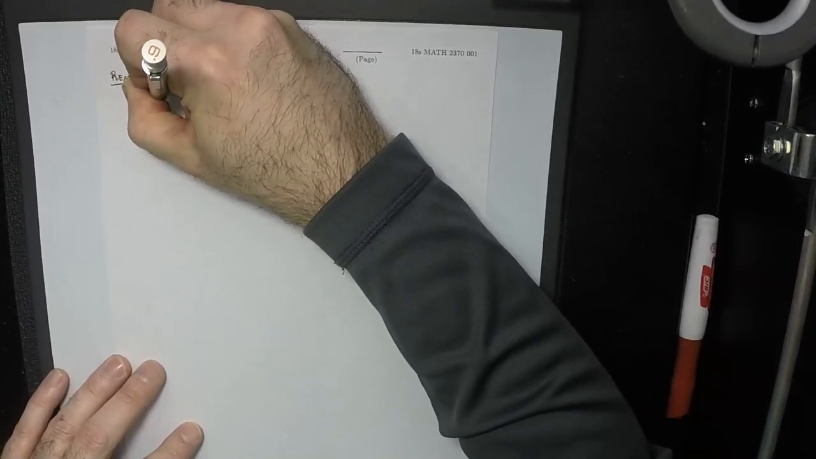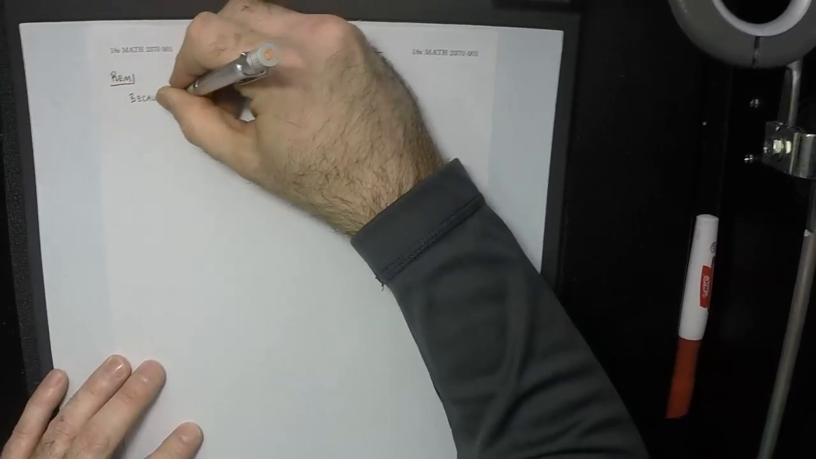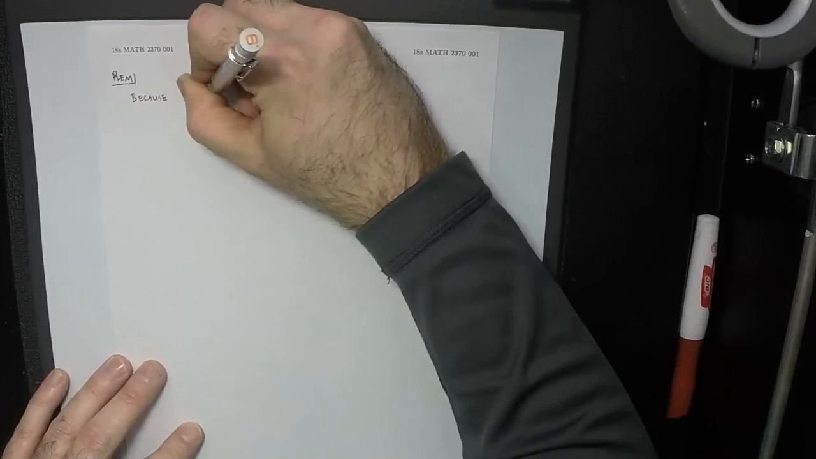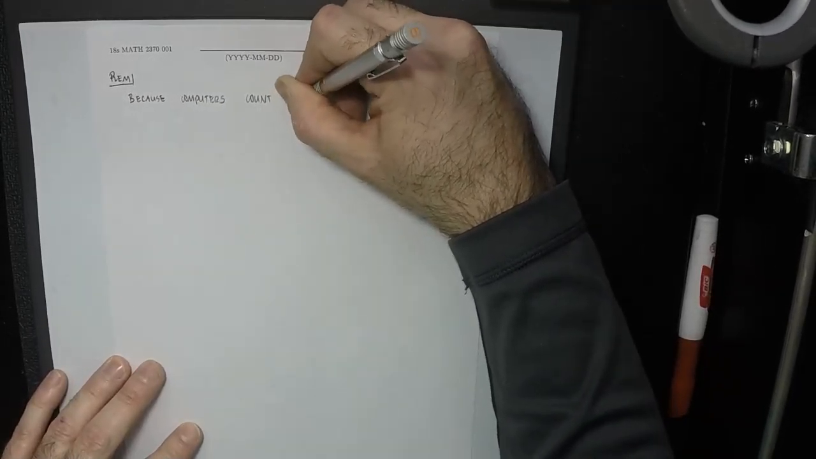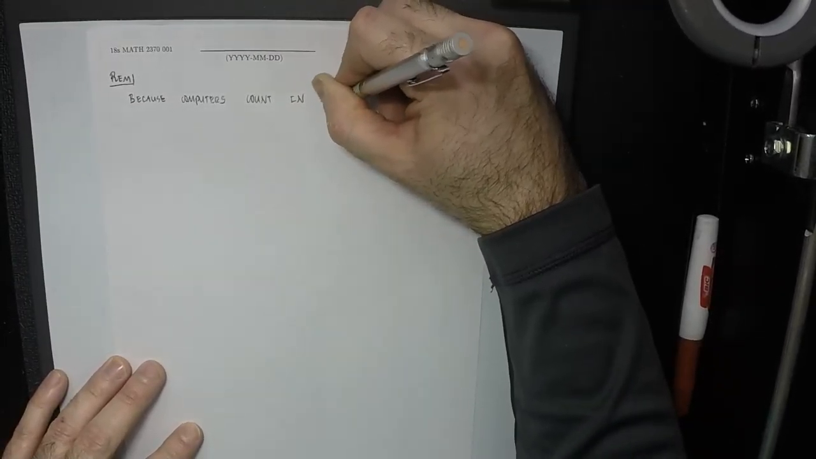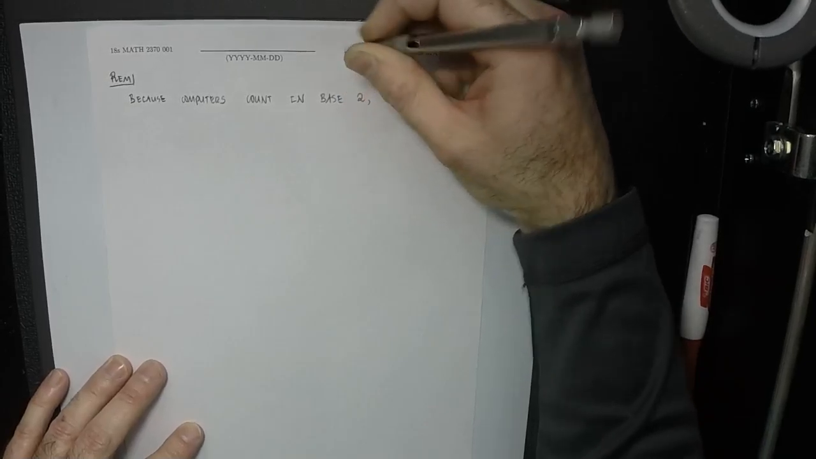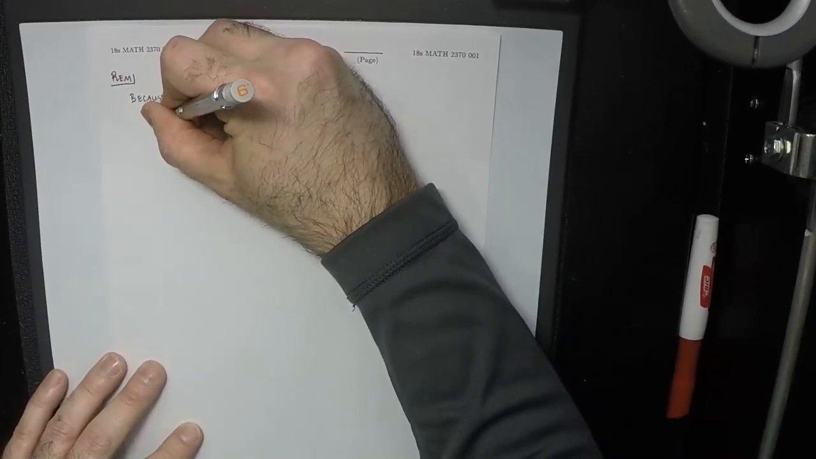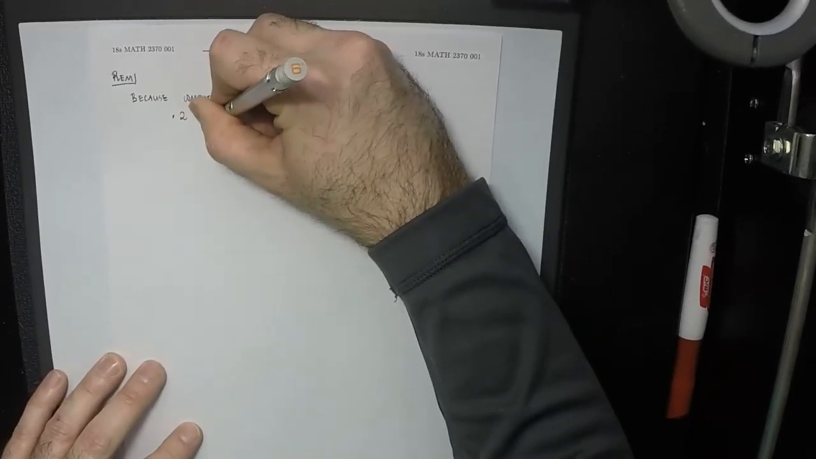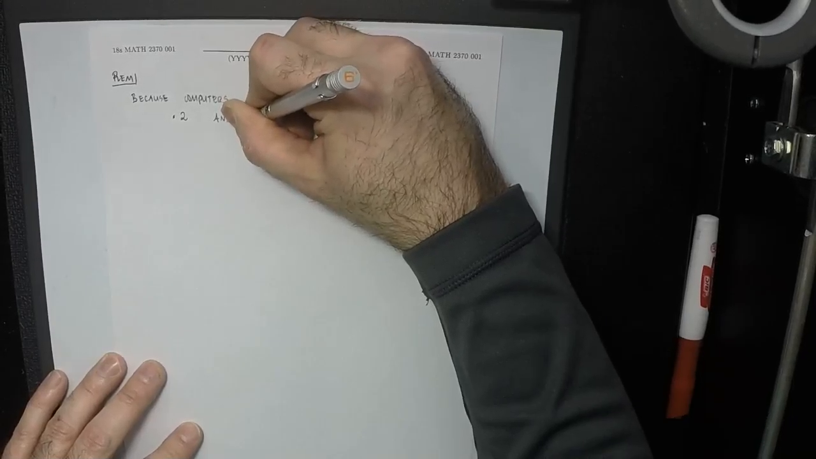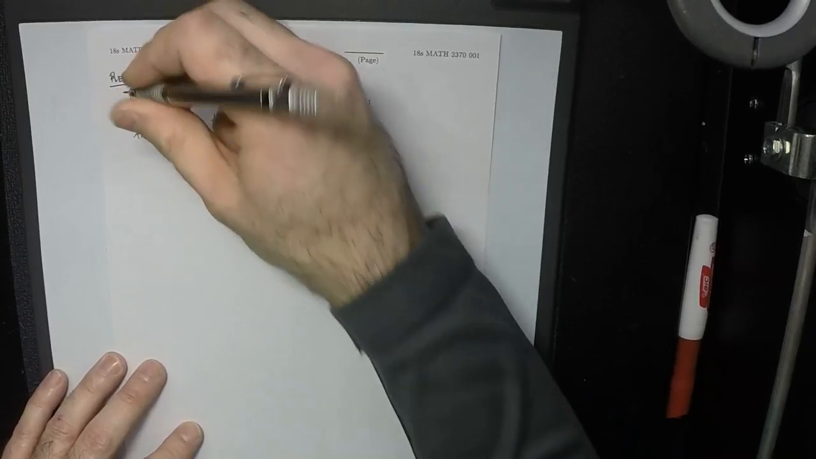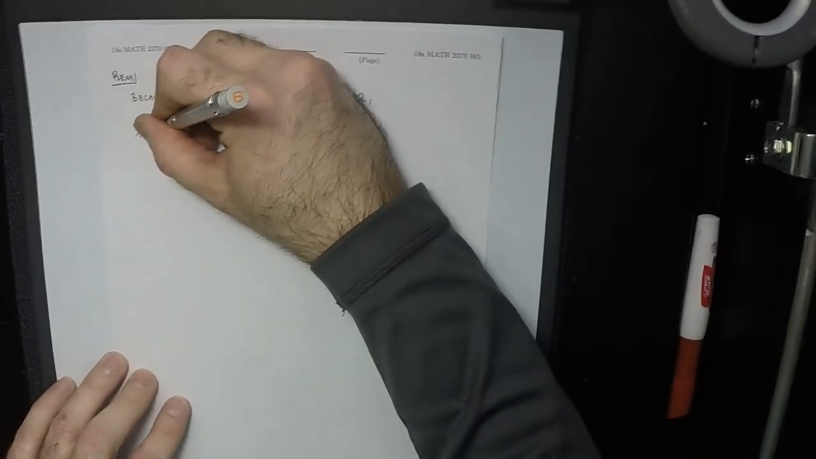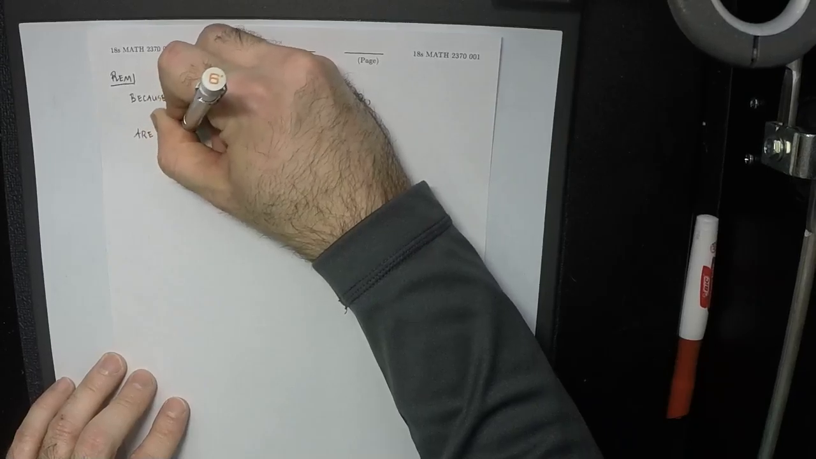So because computers count in base 2, multiplication by 2 and division by 2 are, I'm going to write "easy" in scare quotes here.